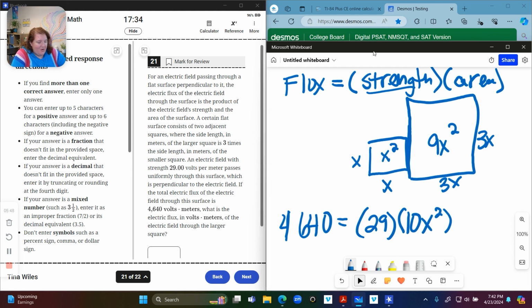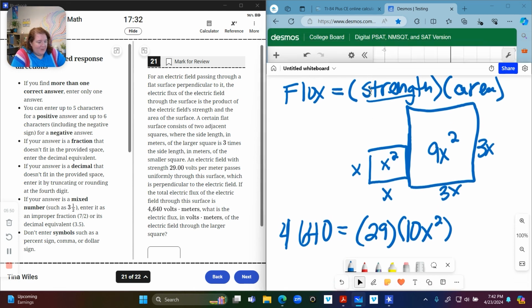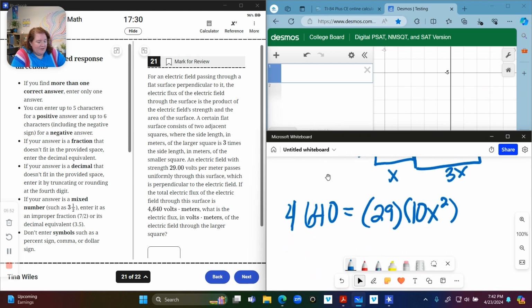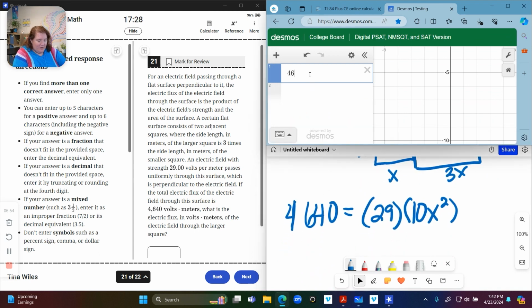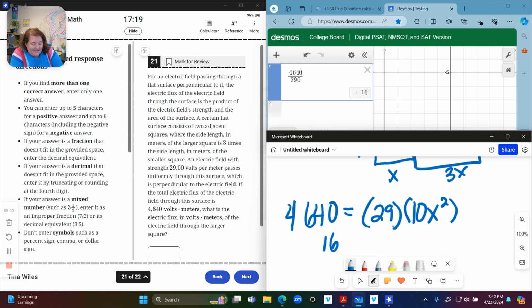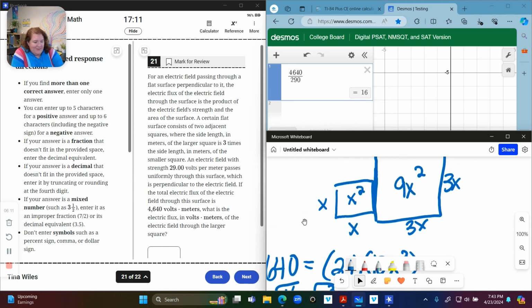So now, if I do 44,640 divided by 290, I get 16. 16 equals x squared. Then I'm going to take the square root. So I get that x equals 4. So that means this is 4, and that means these sides would be 4 times 3 is 12.